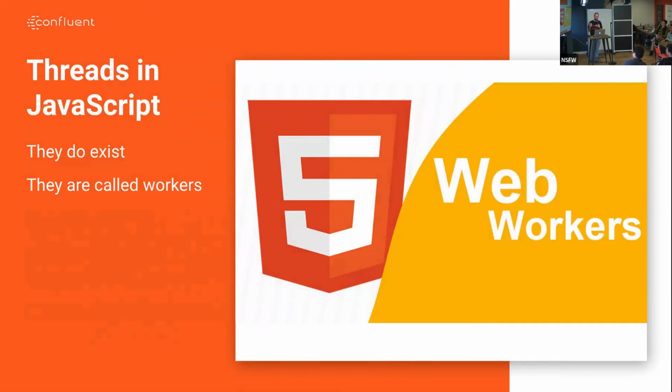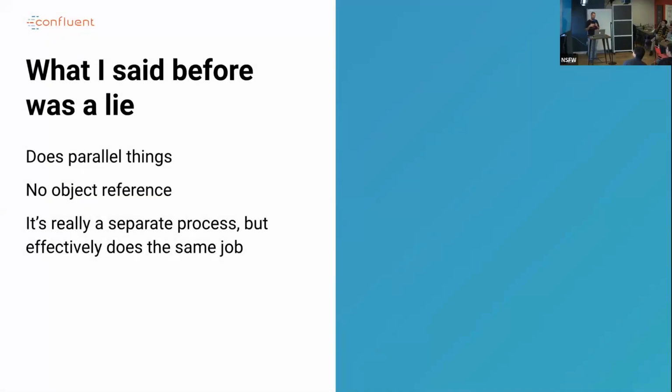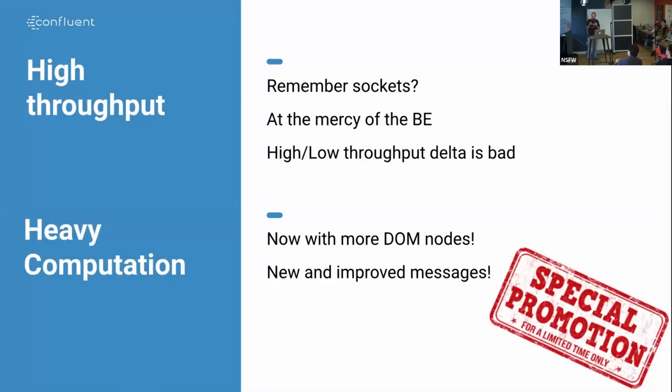But the problem is that it's not really a thread, right? Because you don't have any object reference. It's a totally separate process, and it clones data between the two processes, right? So you can talk to each other and stuff like that. But it does do parallel things. It does move things off of the main UI thread, right? And those are two things that are extremely important when you have high throughput and heavy computation, right?